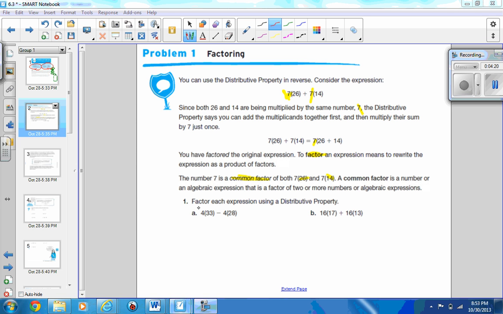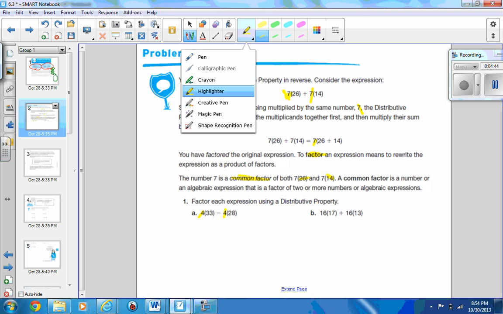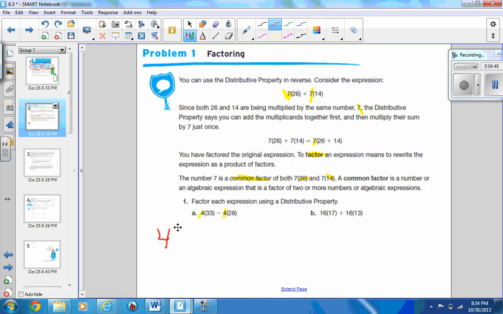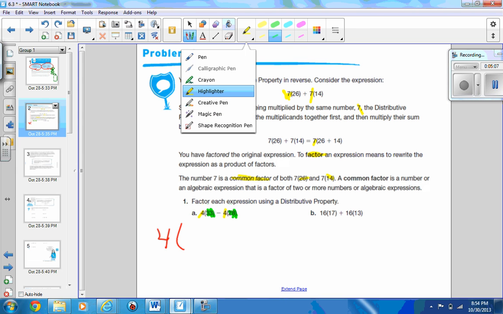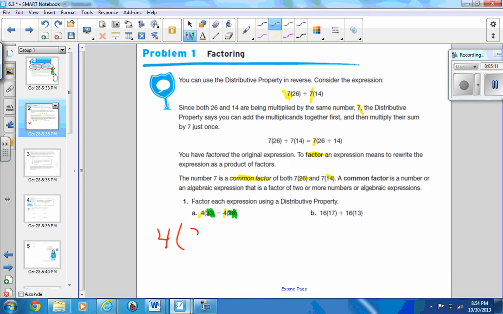Okay, so first, number 1, it says factor each expression using the distributive property. All right, so we need to find their greatest common factor. Okay, so we can see right here that 4 is the common factor here between both terms in this problem. So we can divide out the 4. We can pull that 4 out, factor it out. And inside, what are we left with? Well, we still have the 33 and the 28. So we're just going backwards from before, from last lesson. So let's go ahead and we have left 33, and we carry down the minus, and we have the 28.